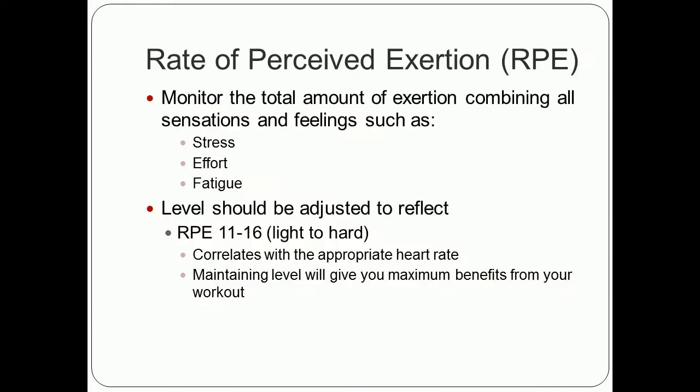Rated perceived exertion, RPE. Monitor the total amount of exertion, combining all sensations and feelings such as stress, effort, and fatigue. Level should be adjusted to reflect RPE 11 to 16, light to hard, which correlates with the appropriate heart rate. Maintaining this level will give you maximum benefits from your workout.